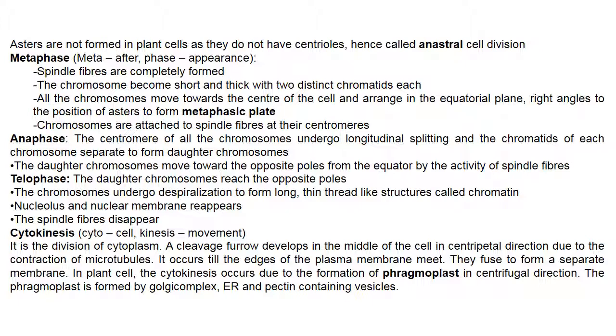Cytokinesis. Cyto means cell, kinesis is movement. It is the division of cytoplasm. A cleavage furrow develops in the middle of the cell in a centripetal direction due to the contraction of microtubules. It occurs till the edges of the plasma membrane meet. They fuse to form a separate membrane. In plant cells, cytokinesis occurs due to the formation of the phragmoplast in a centrifugal direction. The phragmoplast is formed by the Golgi complex, endoplasmic reticulum, and pectin containing vacuoles.